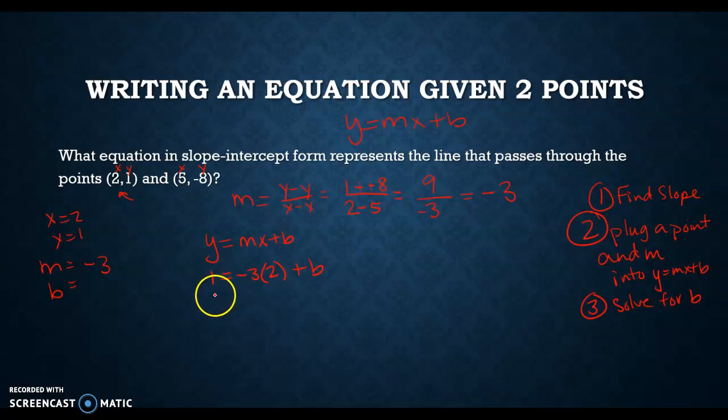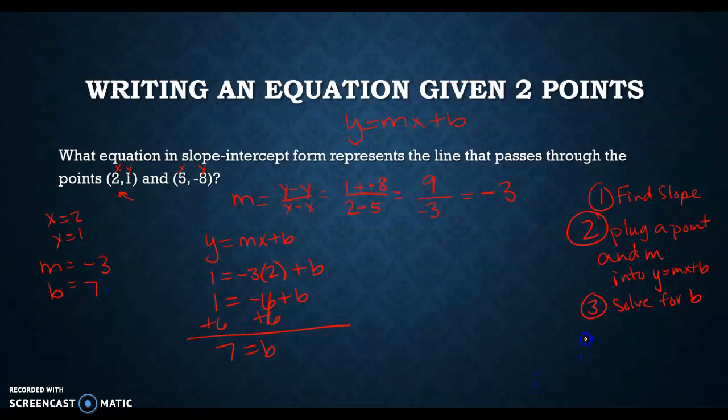All right, so 1 equals negative 3 times 2 is a negative 6 plus b. So far I've only simplified. Now this is a one-step equation. We spent a lot of time on this in chapter 2. This is negative 6. I want to zero it out, so I'm going to add 6 to both sides. And by adding 6 to both sides, I get that b is 7. And so now I know that b is 7.